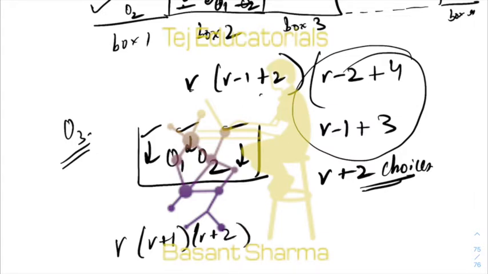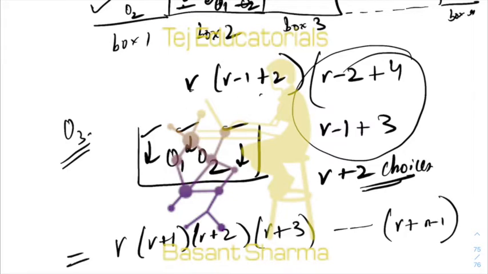Now similarly, object O4, by similar logic, will have r plus 3 choices, and so on till On. The nth object will have r plus n minus 1 choices. So the total number of ways is this.